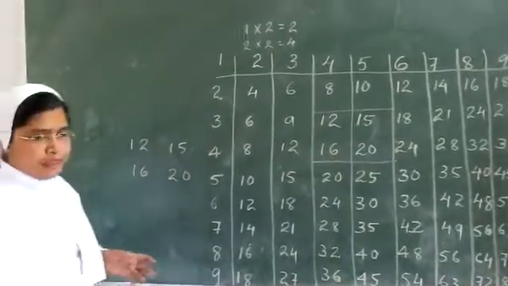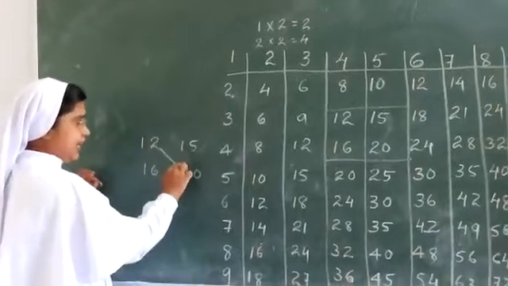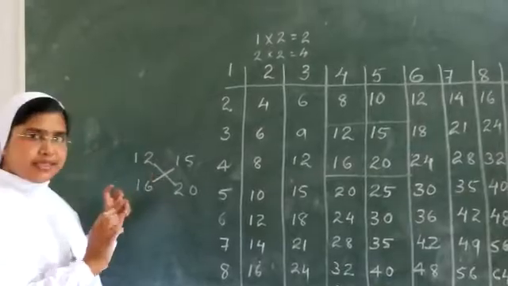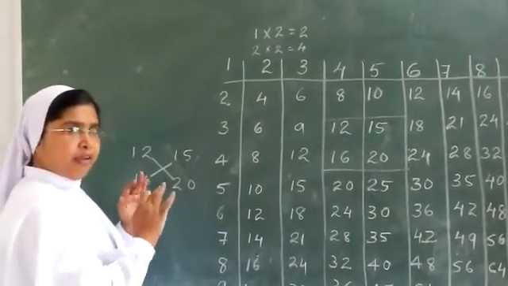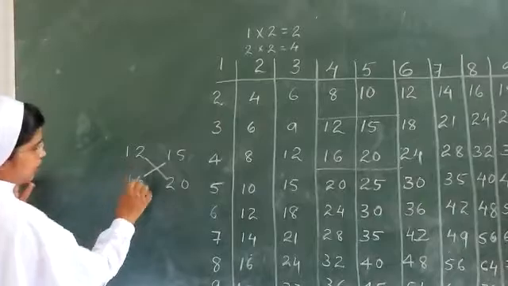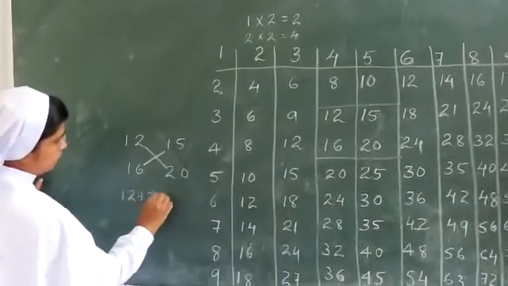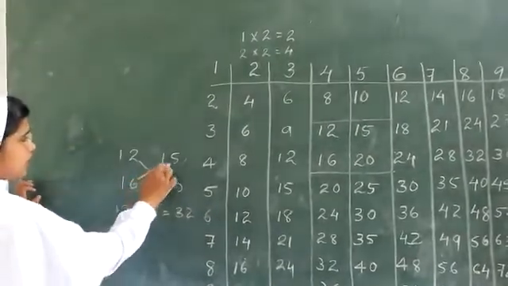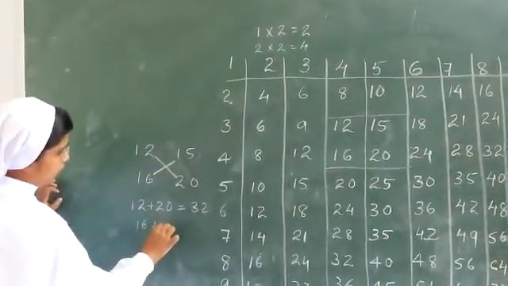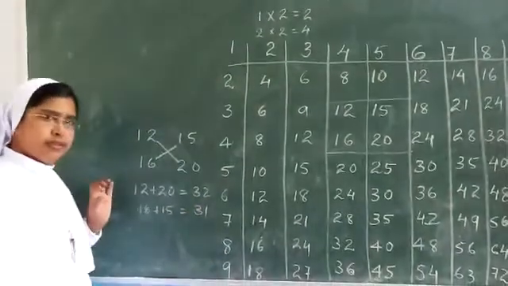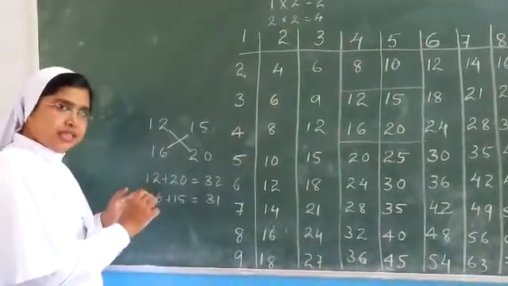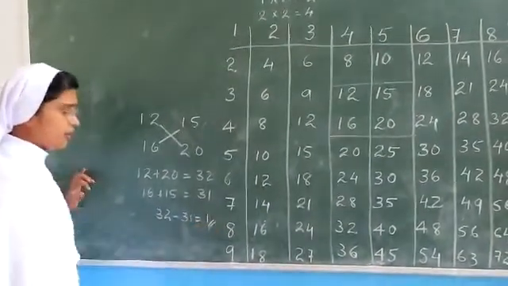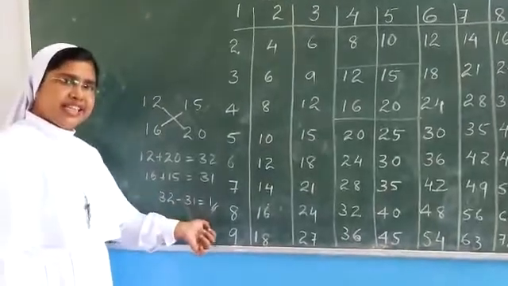What do we have to do? We have to take the diagonal again, but instead of multiplying and finding the product, we have to add the diagonal numbers. So 12 plus 20 is equal to how much? 32. Now 16 plus 15 is equal to 31. What is the difference? 32 minus 31 is equal to 1. Keep in mind, the difference we get here is 1.